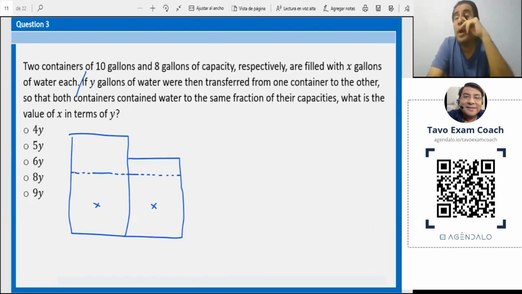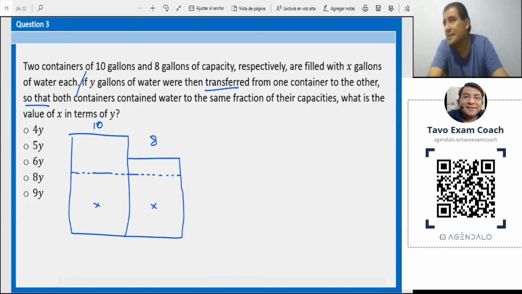So they tell you that Y gallons are transferred, but they don't tell you from which container to which container, from the 10-gallon container to the 8-gallon container or vice versa. Just reason here a little bit. What's the purpose of this transfer? Here it says, so that both containers contain water to the same fraction of their capacities.